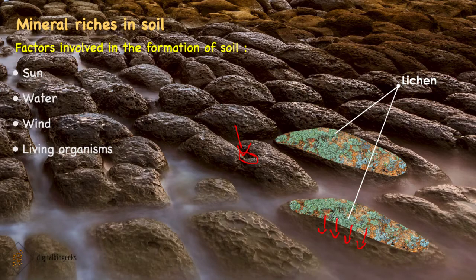Small plants like moss are able to grow on the surface, and they lead to further breakdown of rocks. The roots of big trees sometimes go into these cracks of the rocks. As the roots grow bigger, the crack widens and breaks down.